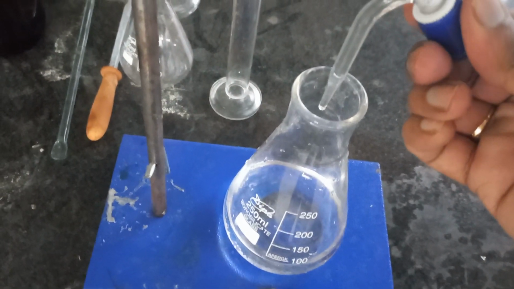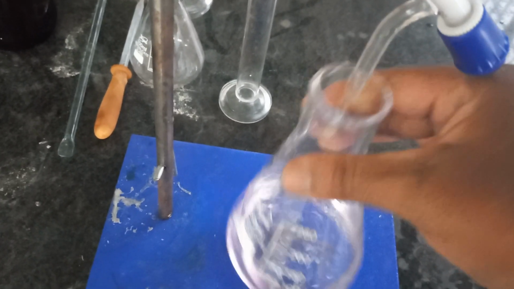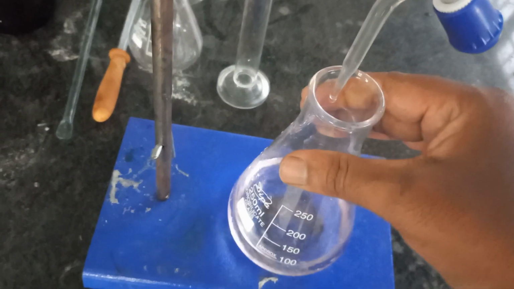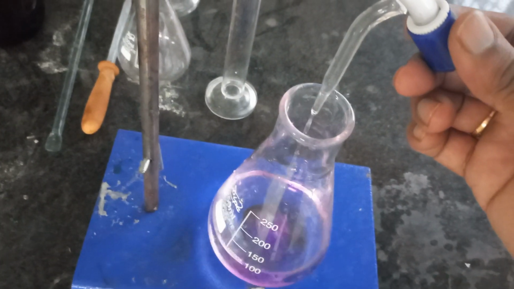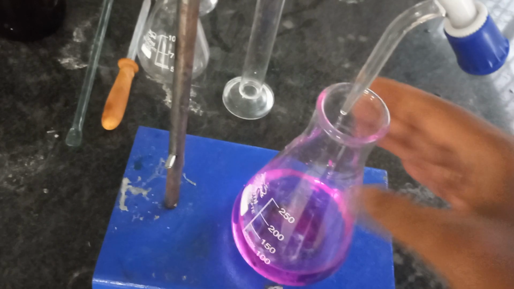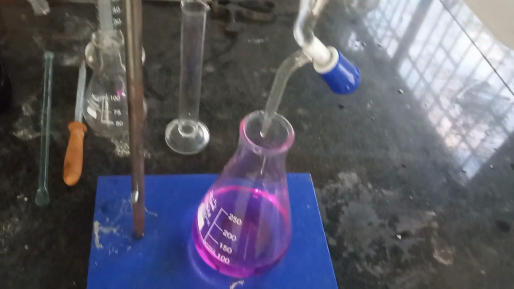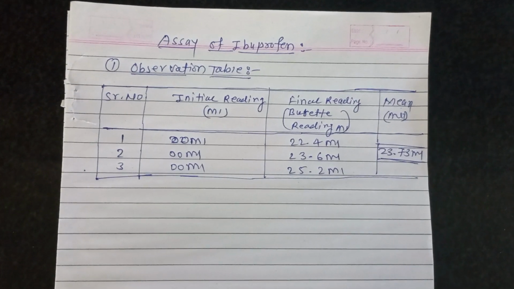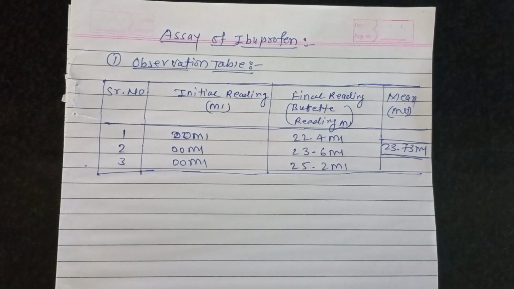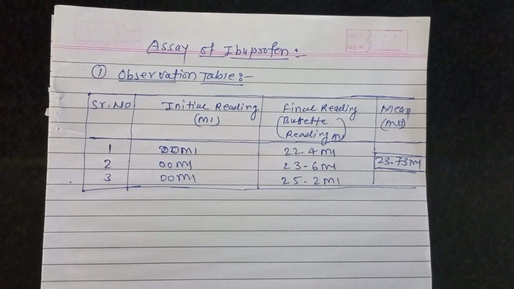Drop by drop you have to add this NaOH solution, and then you have to shake this flask. Okay, so you have to do this blank titration also, until you get the faint pink color. Now after taking the sample reading, and we get the mean, that is the ibuprofen.